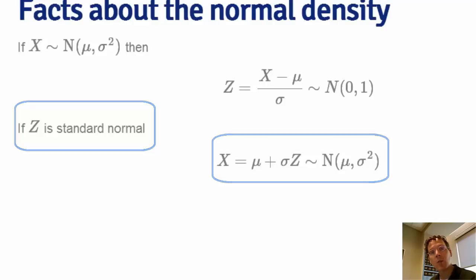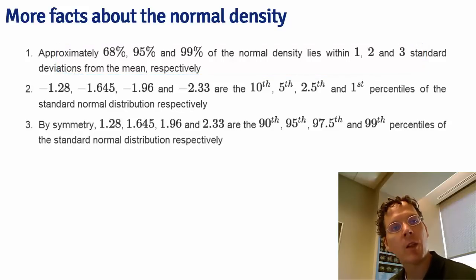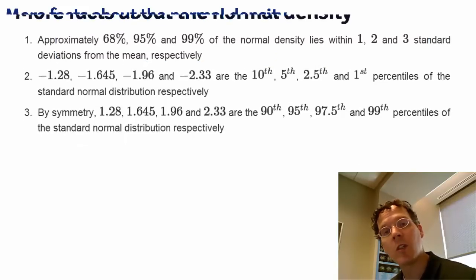and variance sigma squared. We've already discussed this first bullet point here, that 68%, 95%, and 99% of the normal distribution lies within 1, 2, and 3 standard deviations from the mean, respectively. Let's also talk about some standard normal quantiles that we should commit to memory.